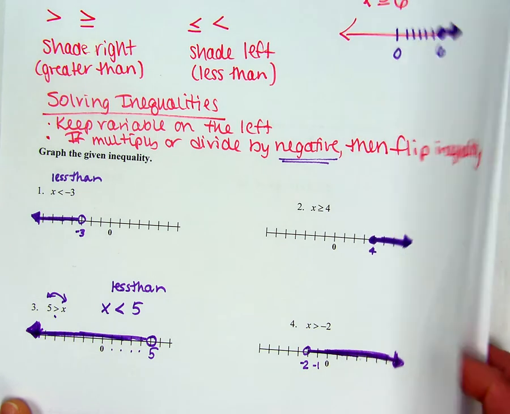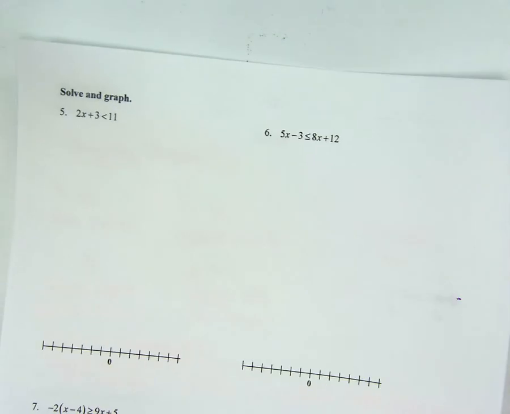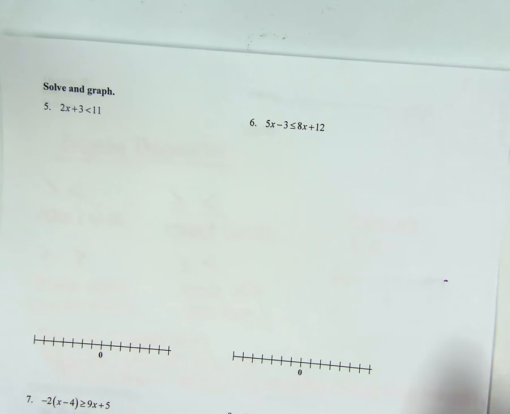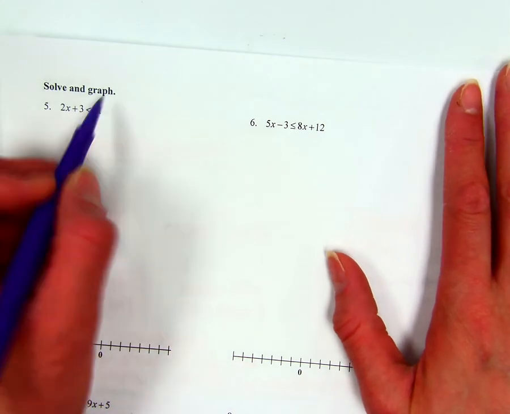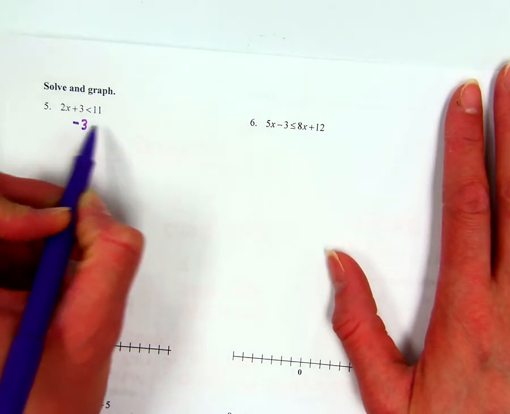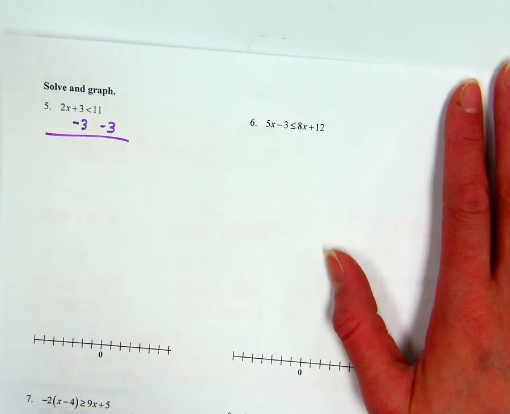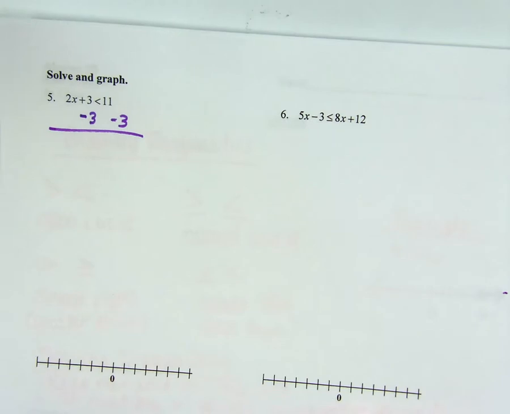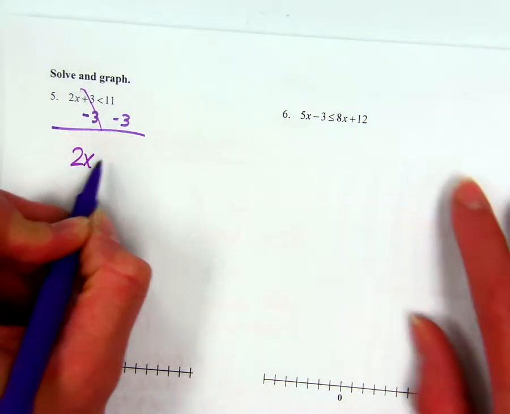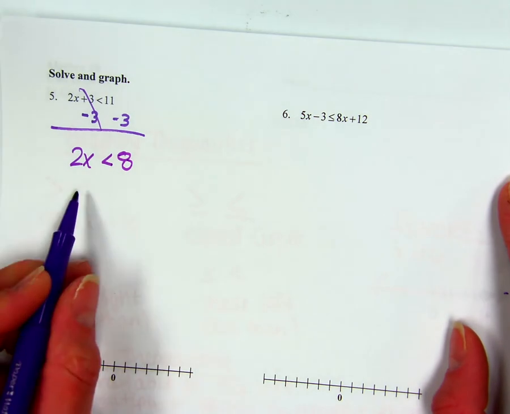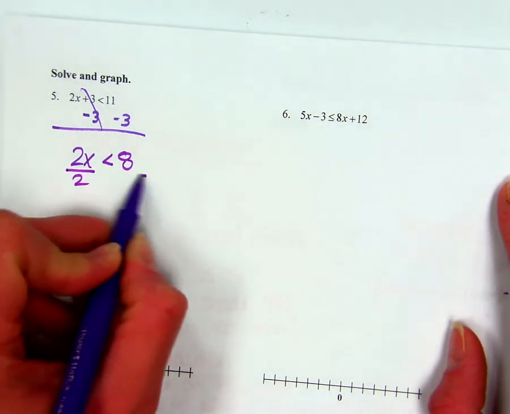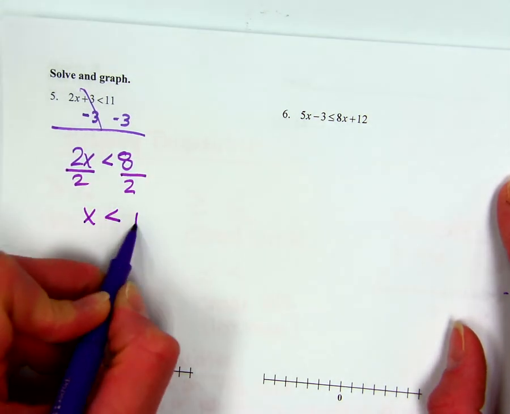Okay, so now flip to the other side. Now you have to actually solve and then you have to graph. Okay, so just like we normally do, we want to get x's by itself. So we're going to undo the plus 3 by subtracting 3. All right, now you've got 2x is less than 8. And then how do you undo a 2? You divide both sides by 2, so you get x is less than 4.